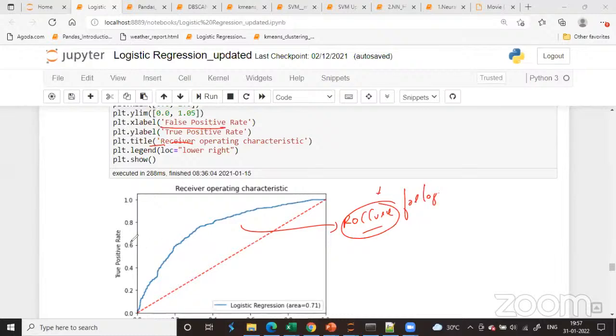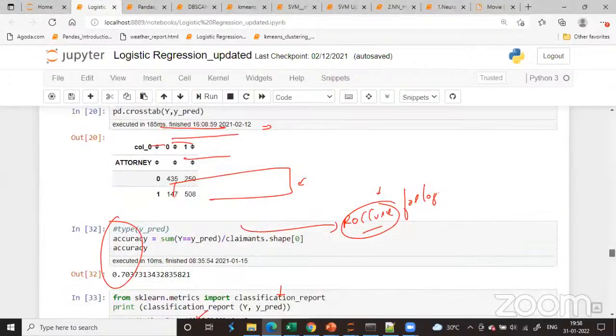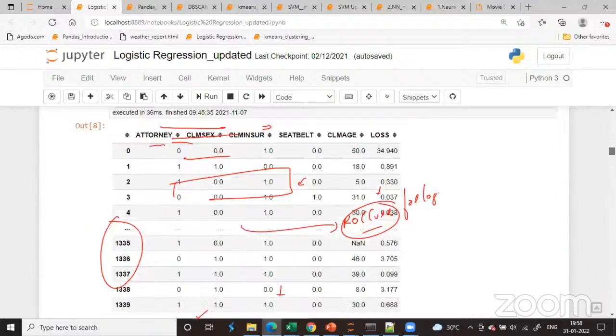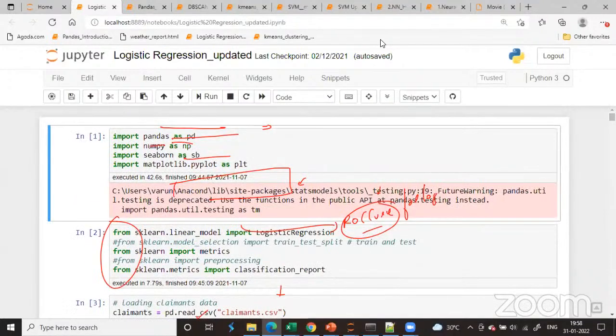My x-axis label is false positive rate. My y-axis label is true positive rate. My title is receiver operating characteristic, and the legend has to be lower right. That is how I am making my ROC curve. So this is what you are supposed to do. This is the program for your logistic regression. That is the concept.